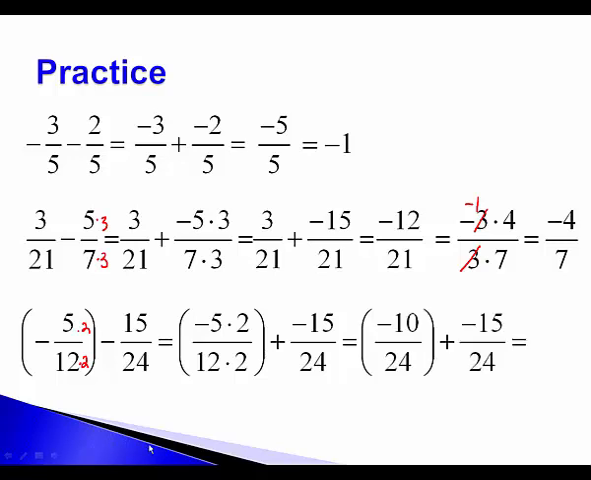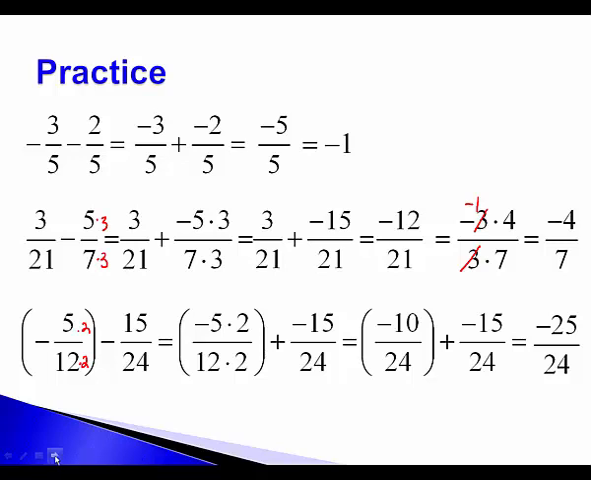When I do those multiplications, I get negative 10 over 24 plus negative 15 over 24. Checkbook method would tell me I just wrote 2 bad checks, and so I'm now in the hole, negative 25, and so my final answer is negative 25 over 24.